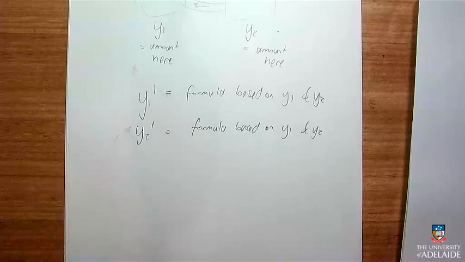Okay, so the problem with this is that there are two functions here. There's y1 and y2, and they're related to each other. When we have ordinary differential equations with just a single function, y1 dash is just a formula based on y1 and possibly what the value of t is at the moment. But here they're related to each other, and so simultaneously we have to figure out two functions that will satisfy both of these at the same time.